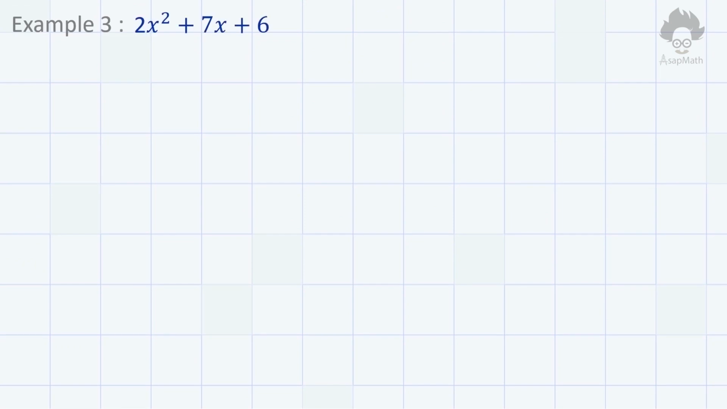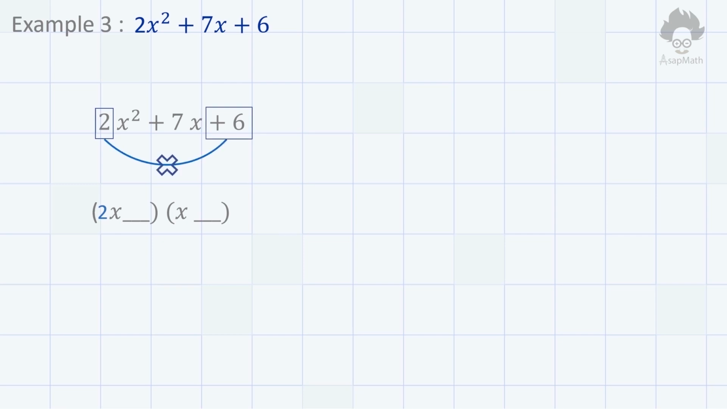We will consider a different example now. In the previous two examples, the coefficient of x squared is equal to 1, but here it is equal to 2. So, when writing linear expressions, we can use 2 as the coefficient of x in any expression. Here we will put 2 in the first expression. Other steps are almost the same. First, we should take the multiplication of the coefficient of x squared and the constant term. It is equal to plus 12.